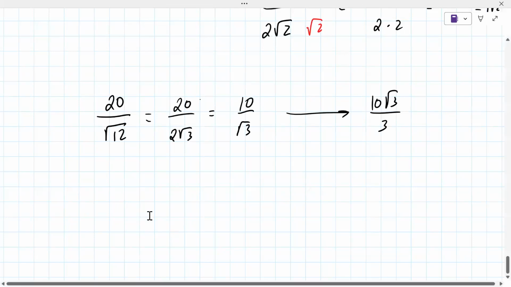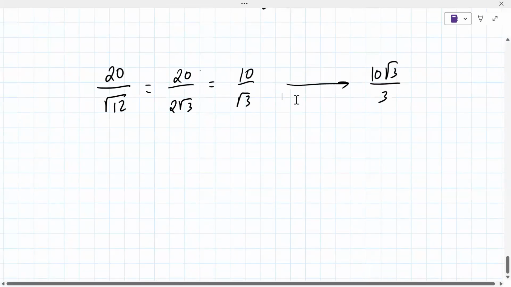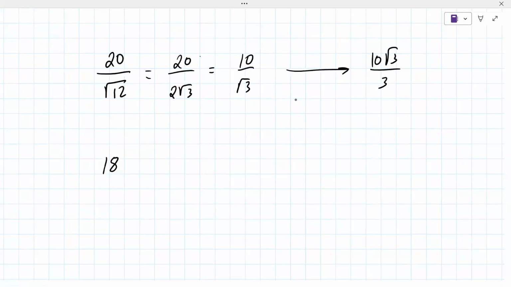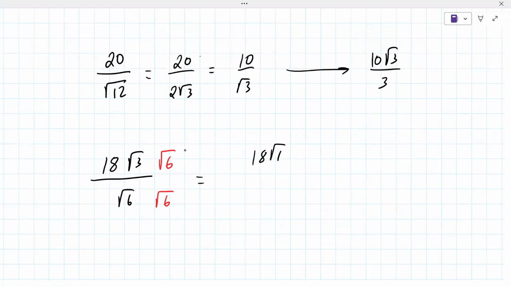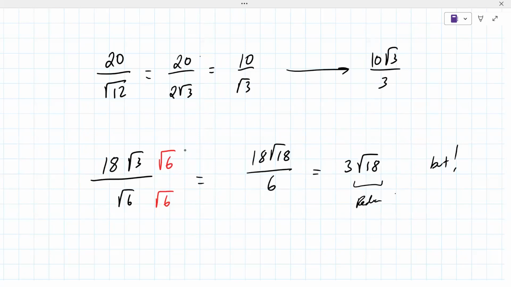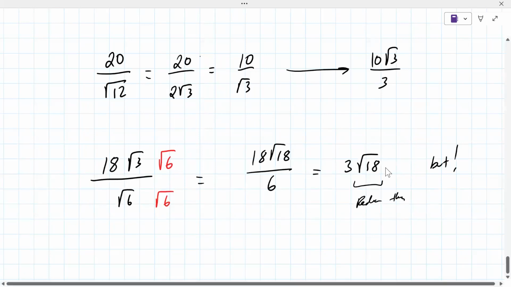Now it's also possible for you to have roots in the numerator. So you could have like 18 square root 3 over square root 6. And you only care about the bottom, so you multiply by the square root of 6. So this becomes 18 root 18 over 6, which is 3 square root of 18, but you have to reduce this. So can you reduce that for us, please?